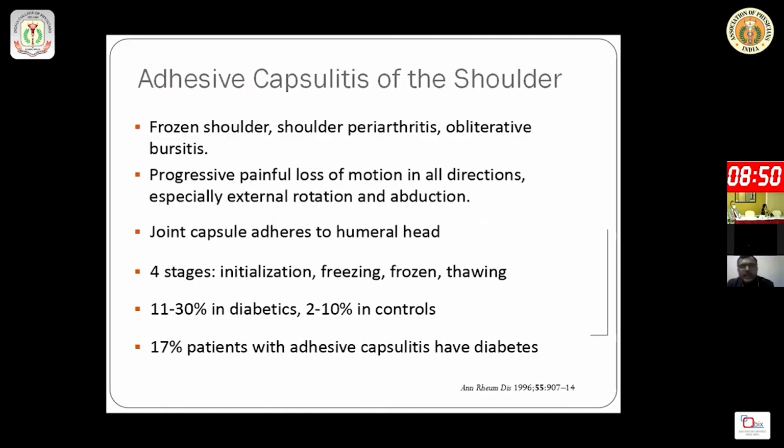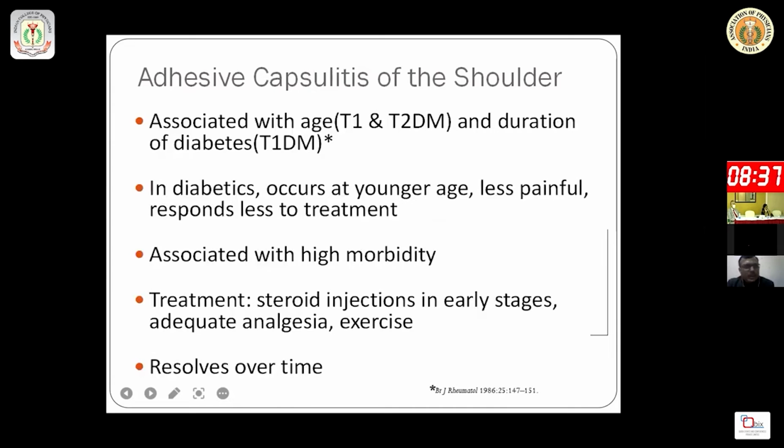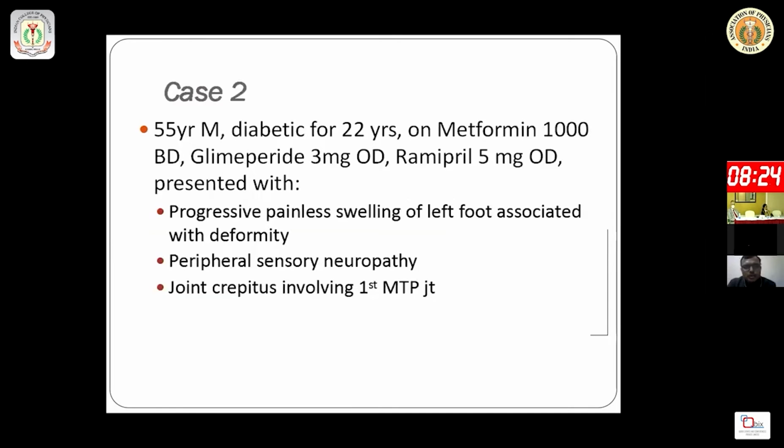Yes, that is. It is also known as periarthritis or obliterative bursitis, which results in progressive painful loss of motion in all directions, wherein the joint capsule adheres to the humeral head. It is associated with both type 1 and type 2. In diabetics, it occurs at a younger age, is associated with higher morbidity, and treatment includes steroid injections along with proper glycemic control.